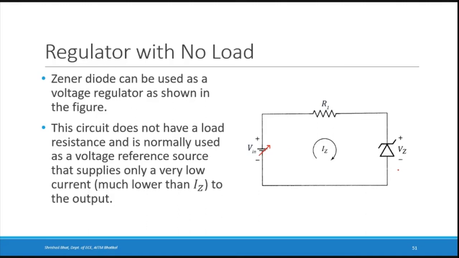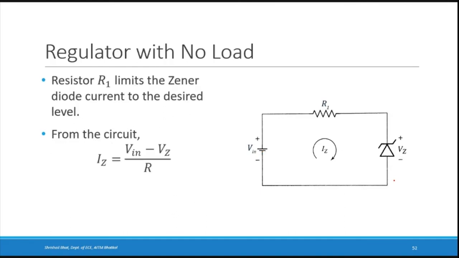So if the input voltage changes, here the resistance is constant. If this voltage has to remain the same, what should change? There is only one parameter that can change to keep this voltage constant, that is Iz. So Iz will change so that the output voltage remains constant, right? From this circuit, you can write the Iz equation as Iz is equal to Vin minus Vz divided by R1.